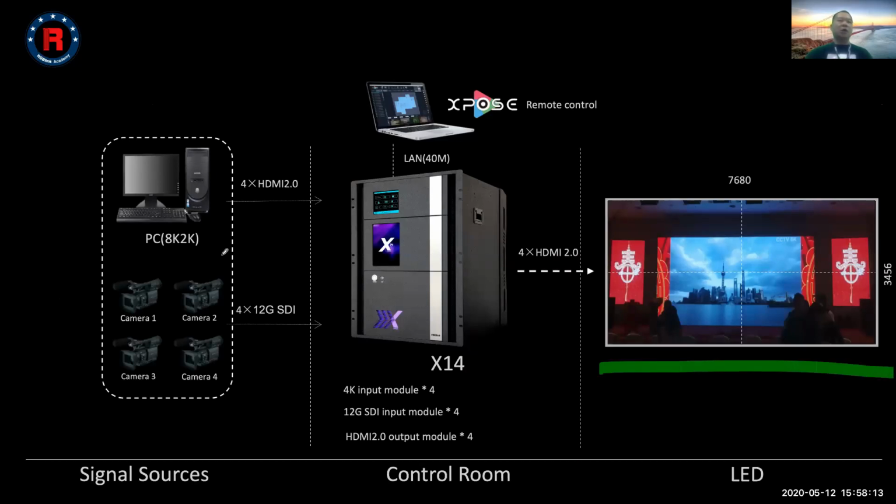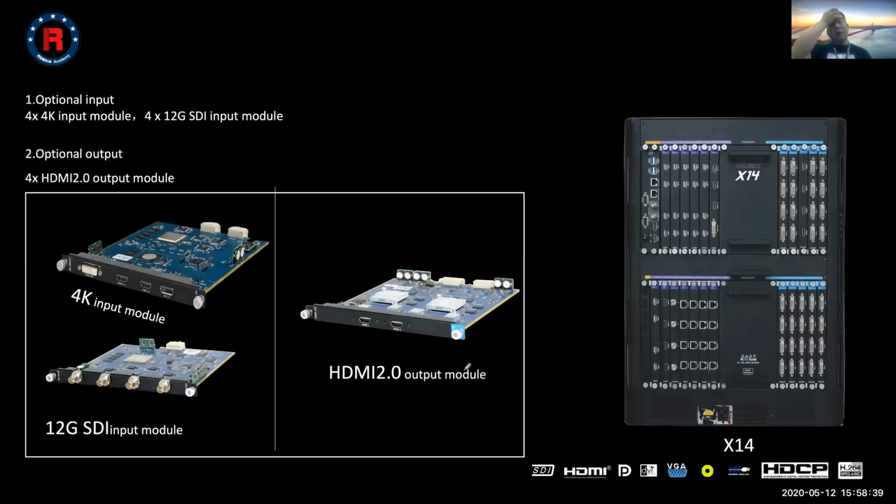The content is coming from the graphic systems. I would like to use the media server instead of a PC here. And the content is coming from the camera. These are 4 cameras delivering 4 12G signals to the S14. And this is the configuration example for this project.